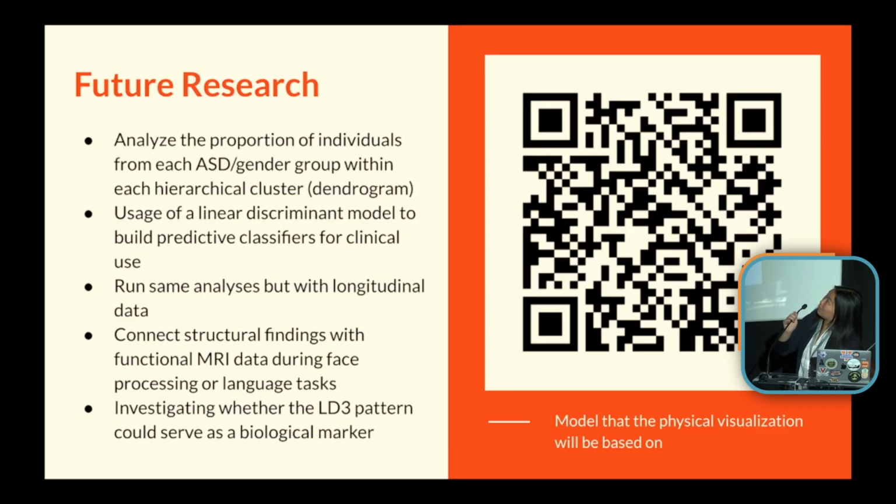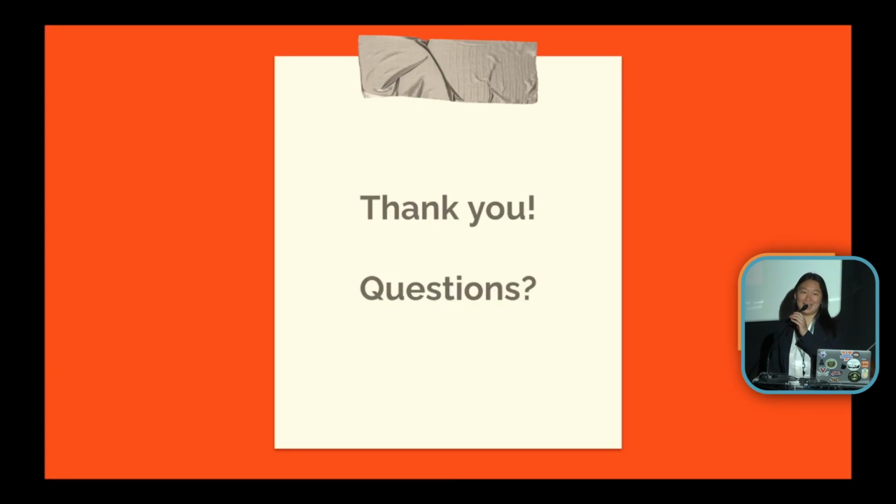For future research, we can analyze the proportion of individuals from each of the groups to see how the data categorizes itself in more depth. We can also use the linear discriminant model to build predictive classifiers for clinical use. This is what we touched on earlier, with the idea of potentially moving away from behavior-based tests to more quantitative tests to potentially surpass the female protective effect. And as we touched on, we can investigate whether the third linear discriminant, the interaction between gender and ASD, could serve as a biological marker and be used for diagnoses. That is all. Thank you for your time, and I'll take any questions.